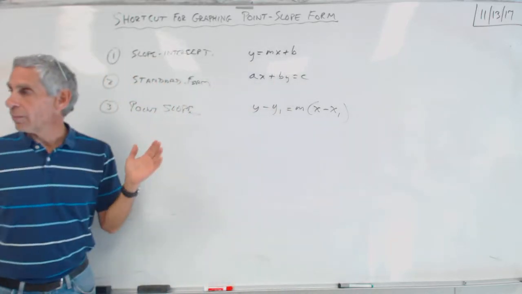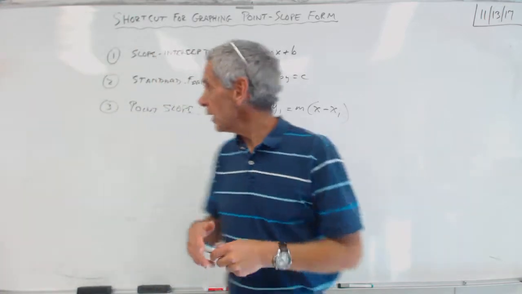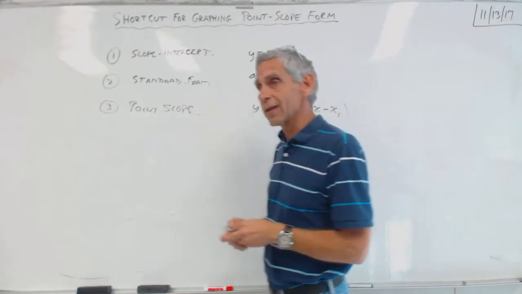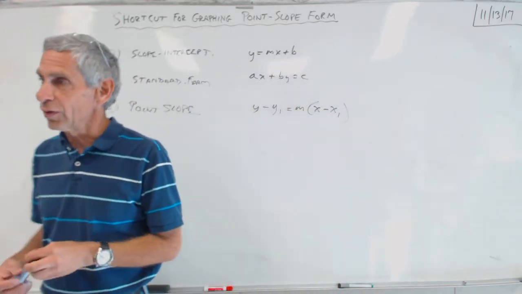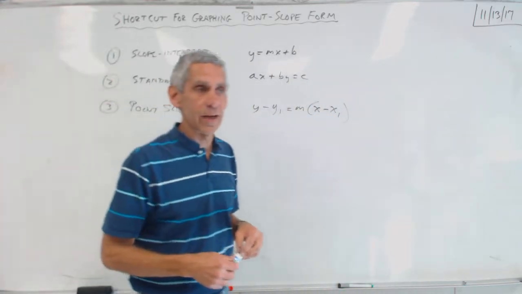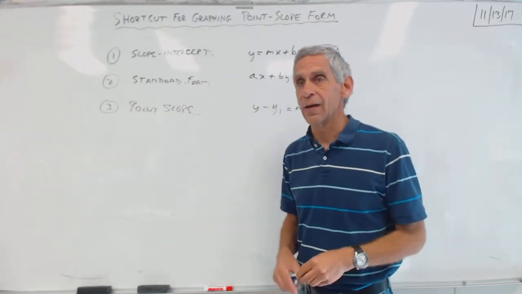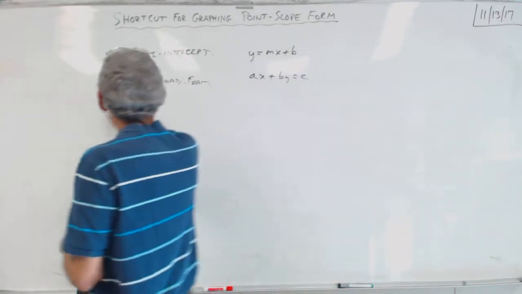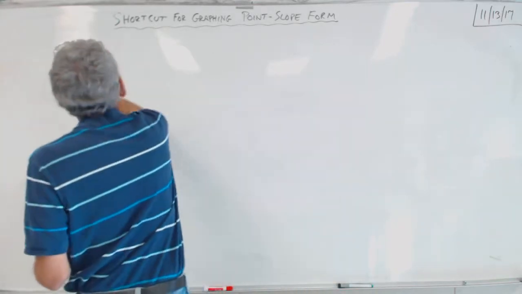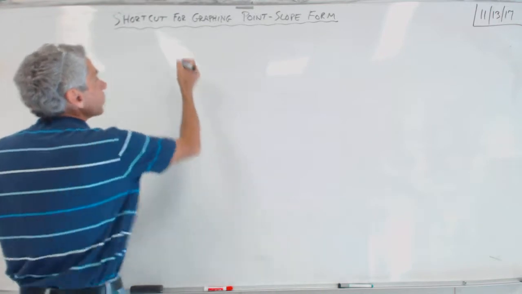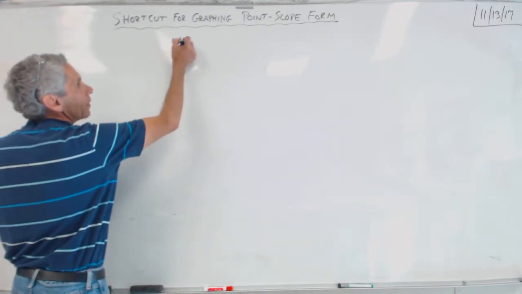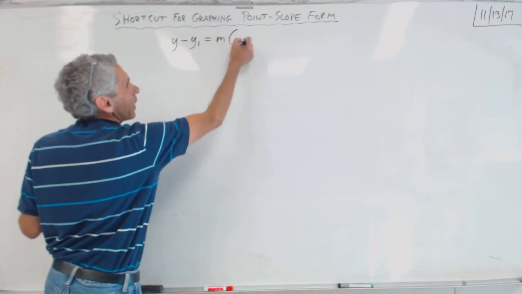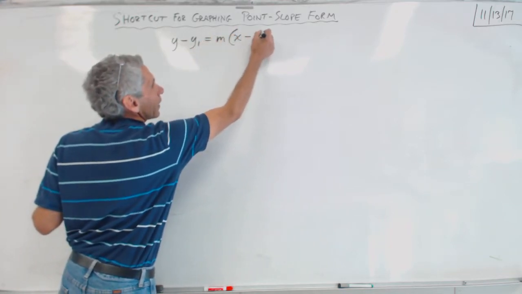Now, today we're going to talk about point-slope form, and again we're going to talk about the shortcut method. If you forget the shortcut method, what method can you always use? The T-chart. T-charts work for anything, so you can totally use that if you get lost. But we're going to work on the point-slope formula today. So point-slope formula is y minus y sub 1 is equal to m times x minus x sub 1.